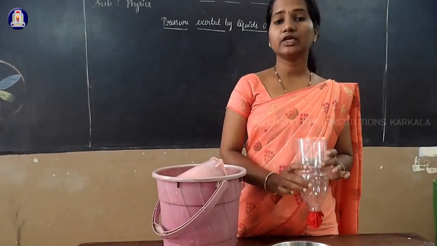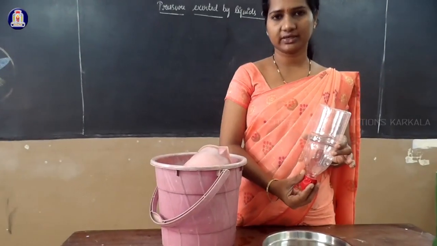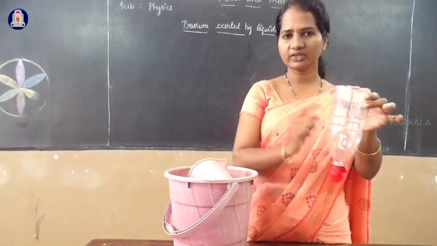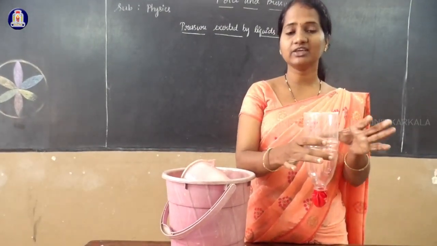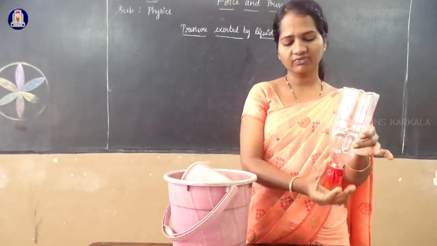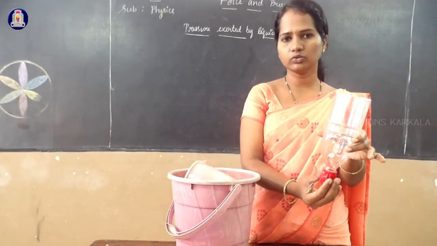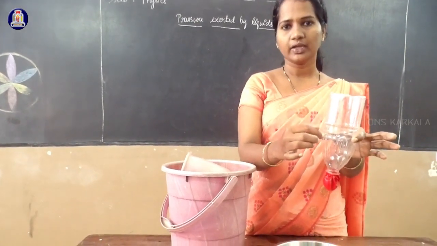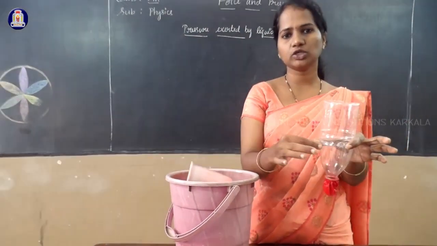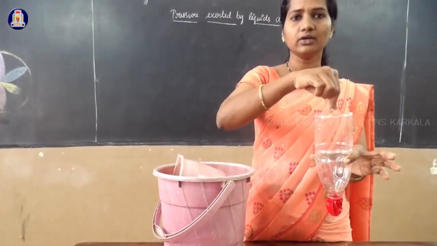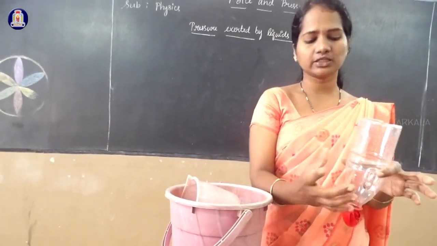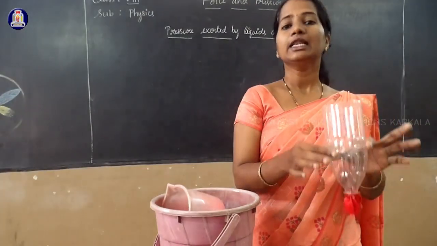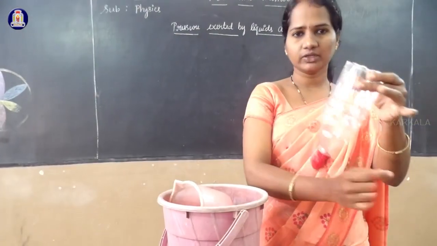As I said, liquid exerts pressure at the bottom of the container. In the same way, liquid exerts pressure on the wall of the container. Instead of fixing the rubber sheet at the bottom, you can fix a tube at the side of the bottle and attach a balloon or rubber sheet there. When you pour the water, you can see the balloon on the side wall expand, which shows that liquid exerts pressure at the wall of the container.